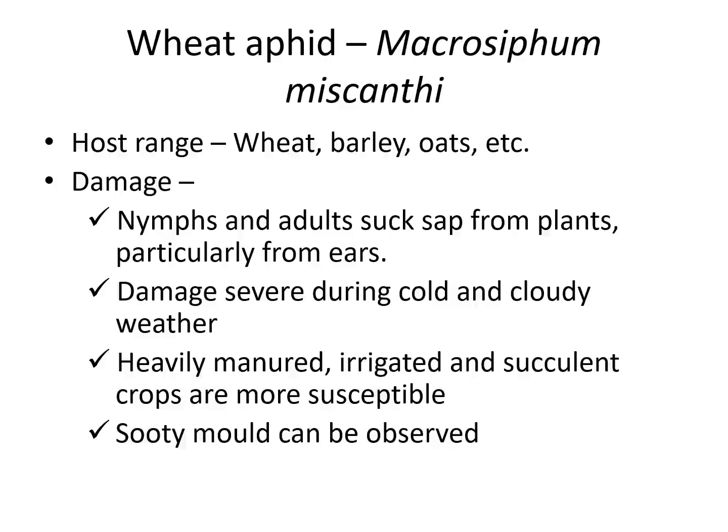And if you see the damage, it is common to all the aphids or sucking pests. Nymphs and adults suck sap from the plant, and the aphids of wheat prefer to suck sap from the ears. That's one typical feature. And as I told you, it's a pest which becomes severe when the weather is cold and cloudy in nature. Another feature that favors the multiplication of this pest is heavy manuring. If the farmer goes for irrigation, this manuring along with irrigation makes the crop succulent and susceptible to aphid infestation. As we studied with all the sucking pests, it excretes honeydew, and once this honeydew falls over the leaf surface, sooty mold growth will be there.